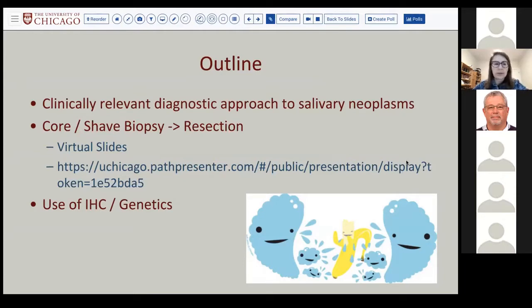So we're going to go over a clinically relevant approach to salivary neoplasms, starting usually with a core or a shave biopsy, followed up by a resection, and occasionally with genetics and immunostains, certainly.